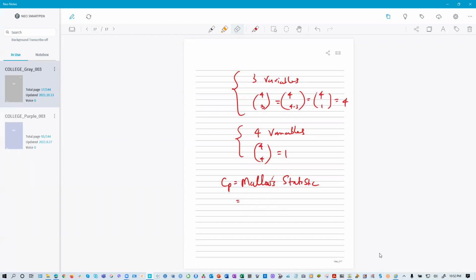Sum of squared error of that particular model divided by the mean squared error of the full model. Okay, full. Then n minus 2p, where p is the number of parameters in the reduced model.